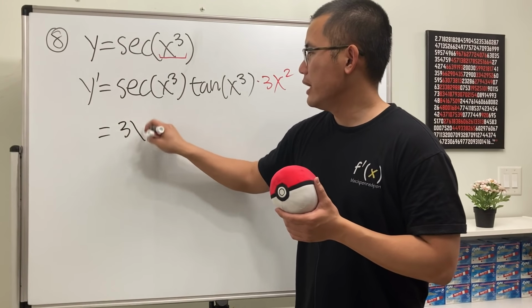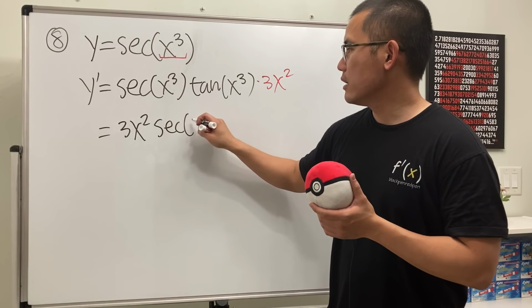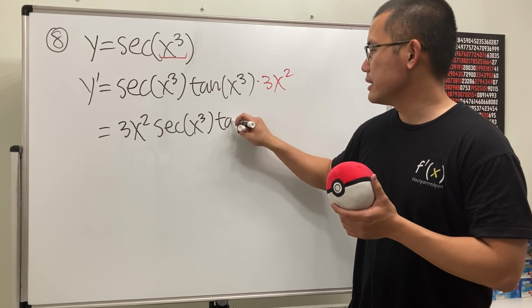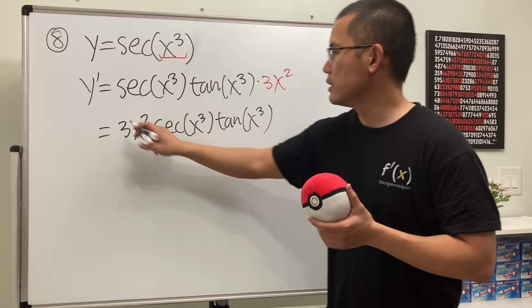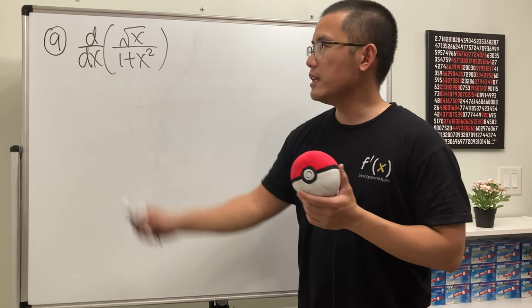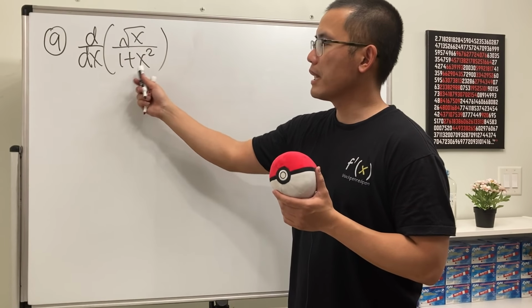So we have 3x squared times secant of x to the third power times tangent of x to the third power. Okay, number 9, we'll be differentiating square root of x over 1 plus x squared.